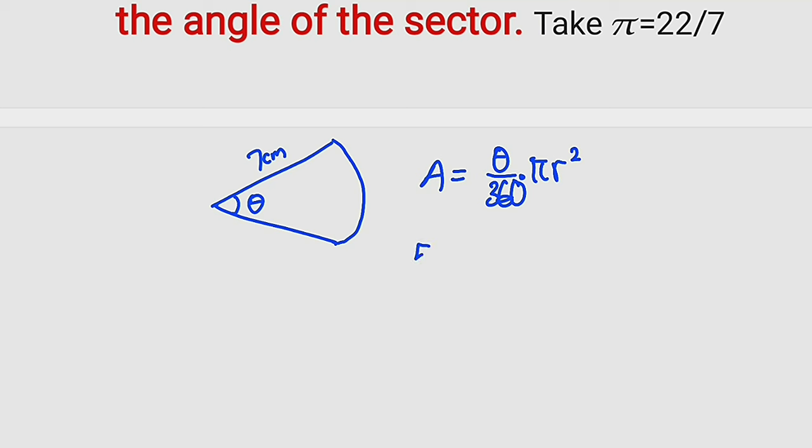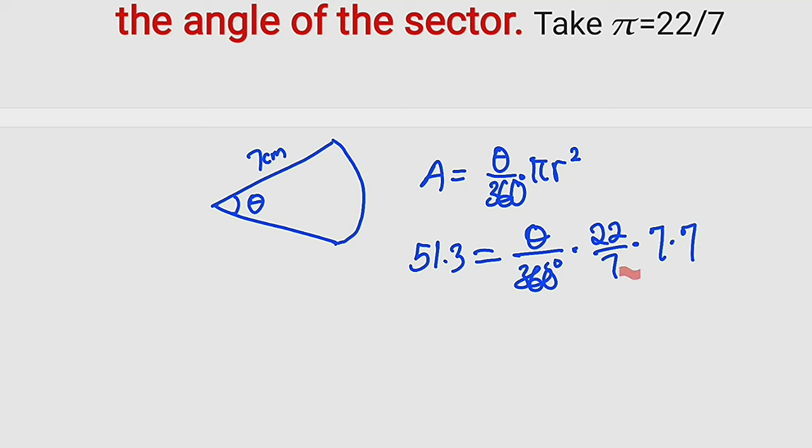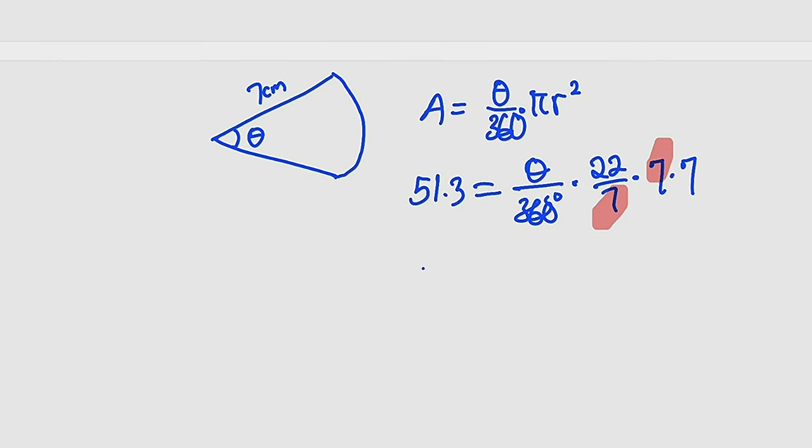So let's substitute. This is 51.3 equal to theta, which we are looking for, divided by 360, multiplied by pi, which they say we should use 22 divided by 7, then multiply by the radius squared, which is the same thing as 7 times 7, or 7 squared, all the same. So one 7 will take care of one 7 here. We have at the top theta times 22 times 7, and 22 times 7 is 154, right? So 51.3 would be equal to 154 theta divided by 360.